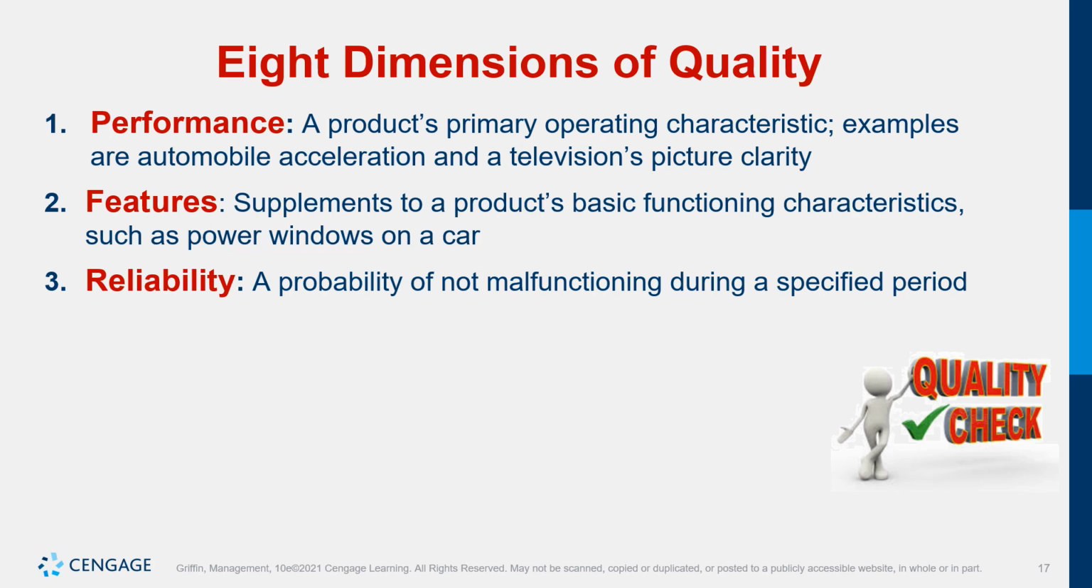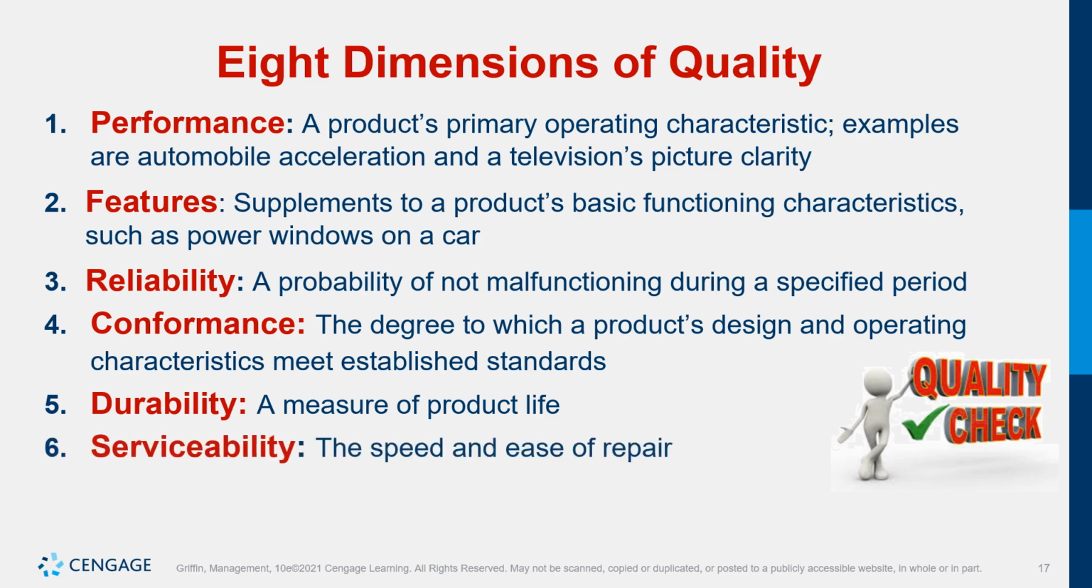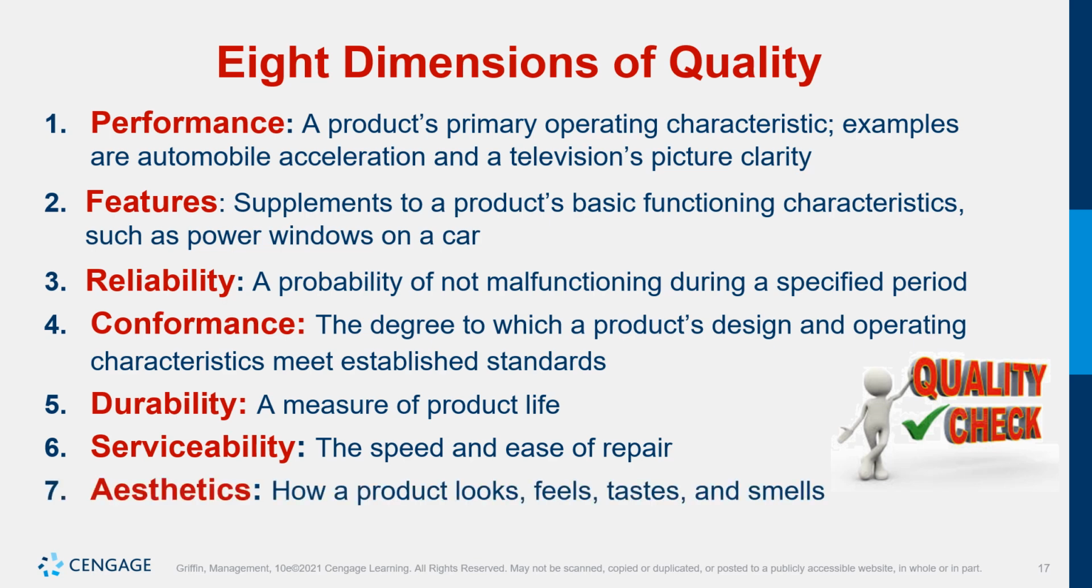Reliability is the probability of not malfunctioning during a specified period. Conformance is the degree to which a product's design and operating characteristics meet established standards. Durability is a measure of the life of the product. Serviceability is the speed and ease of repair in case of damages. Aesthetics is how a product looks, feels, tastes, and smells. And number 8 is perceived quality. This is the quality as seen by a customer.